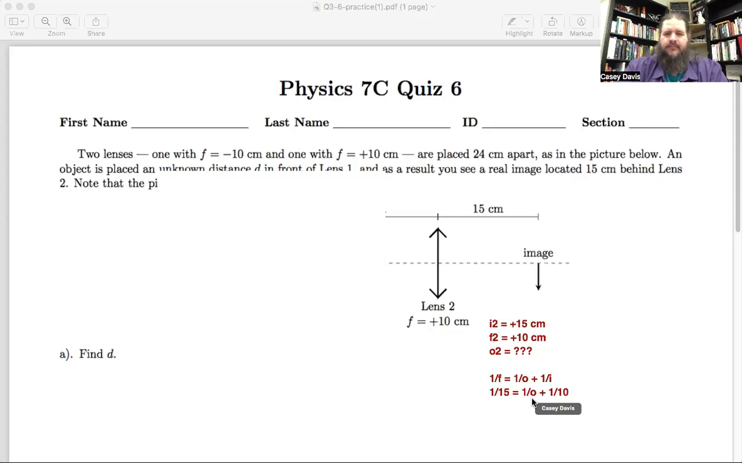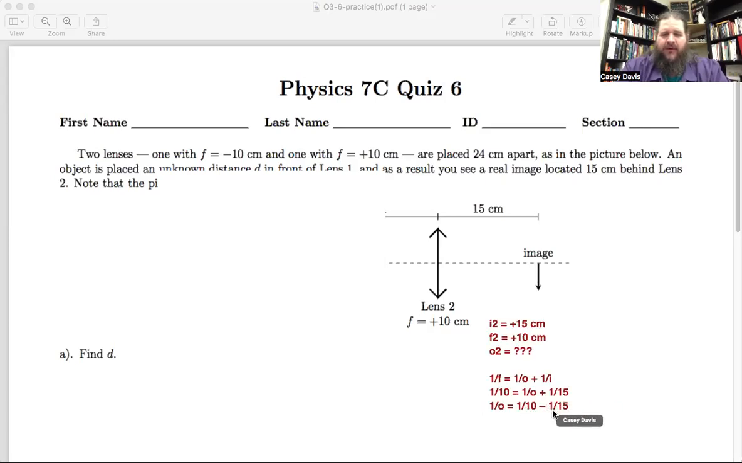Aren't the numbers flipped actually? Oh, that's right. The focal length is 10. The image distance is 15. Thank you. Yeah, subtract 1 over I from both sides. So 1 over O equals 1/10 minus 1/15. Right, and then we'll take the inverse.